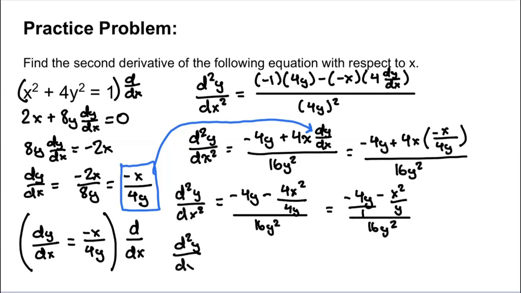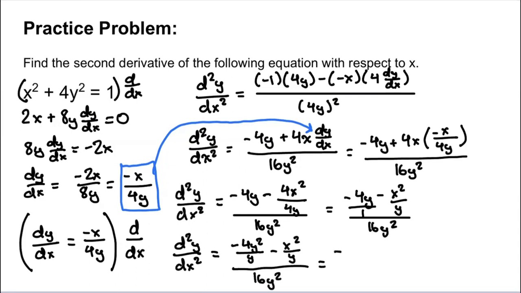So we have our second derivative is equal to negative 4y squared over y. Simplifying this down, we get negative 4y. We're not changing the value of anything, we're just making it more suitable to our simplification process. Minus x squared over y. This denominator stays the same, 16y squared.